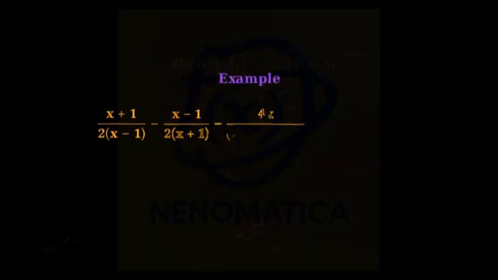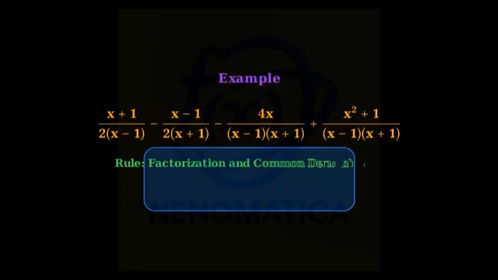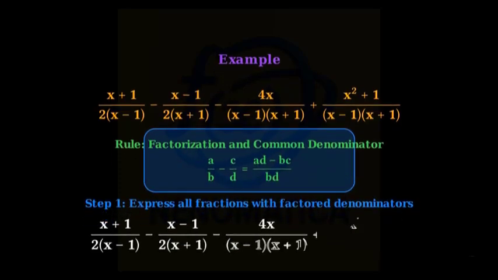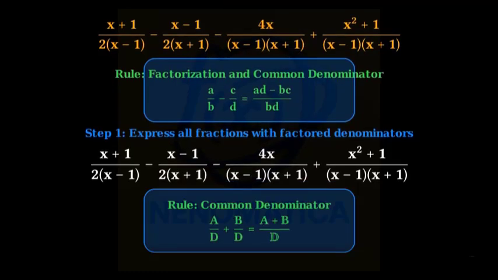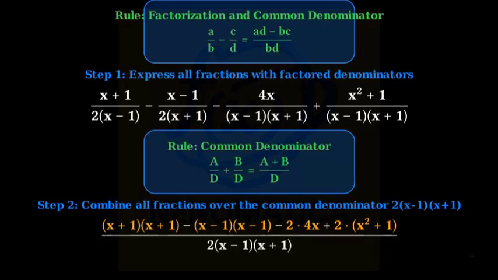We display the example and the problem statement in bold orange math. Step 1. Rewrite every fraction with factored denominators and align our terms. We'll keep everything bold and just set the stage for combining them later. Step 2. Put everything over the single common denominator 2 times x minus 1 times x plus 1. Watch the numerator terms in orange. Those are the changed parts created by the common denominator.